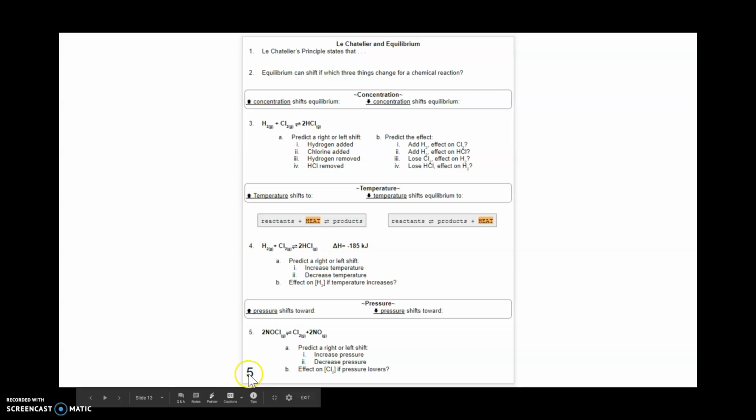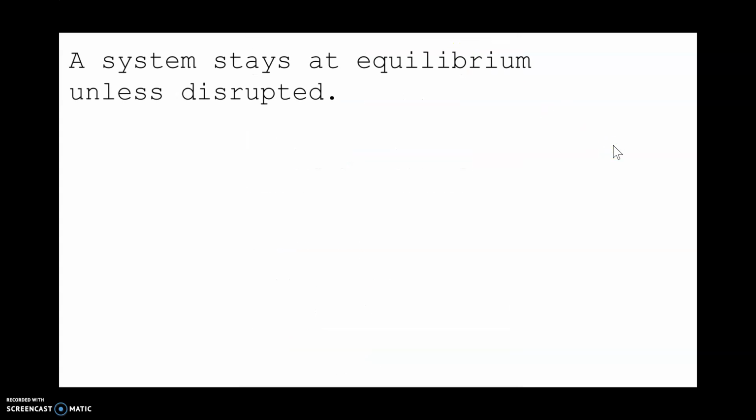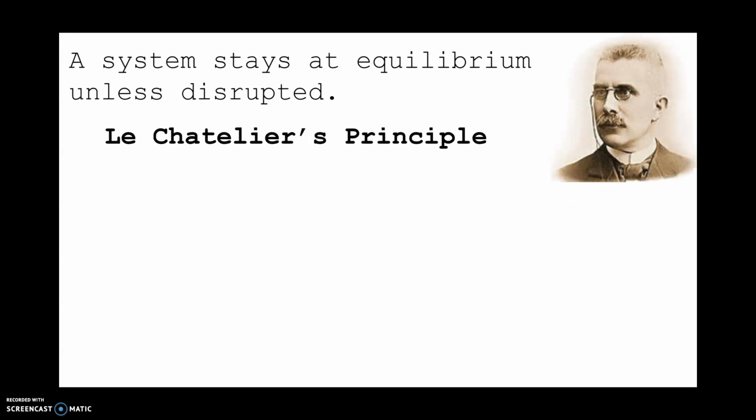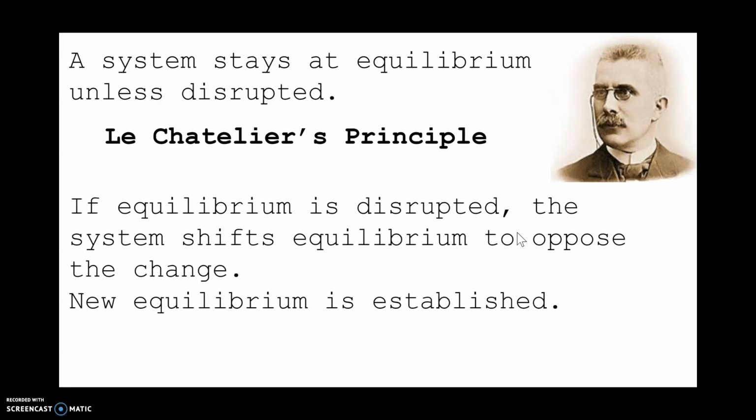Okay, now turn to page 8. Sorry, this is now page 8. And we're going to talk about the first two little things up here. The first thing is that a system stays at equilibrium unless disrupted, just like us. Everything's going fine, and then sometimes we get stressed out. So there's a man named Le Chatelier. Here's a lovely picture of him, and this is what Le Chatelier says: if equilibrium is disrupted, the system shifts equilibrium to oppose the change, and then a new equilibrium is established. So go ahead and put that down on number 1 on page 8.